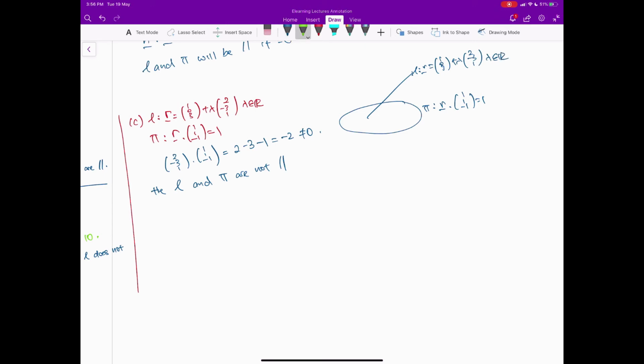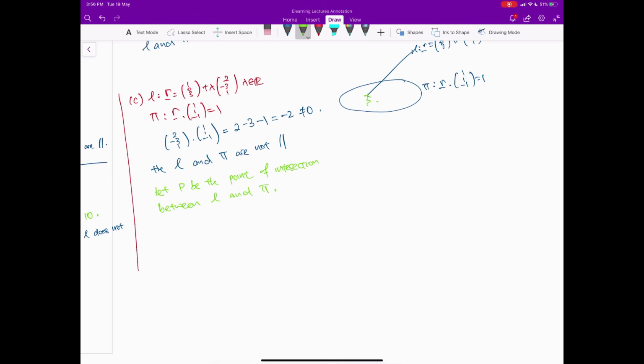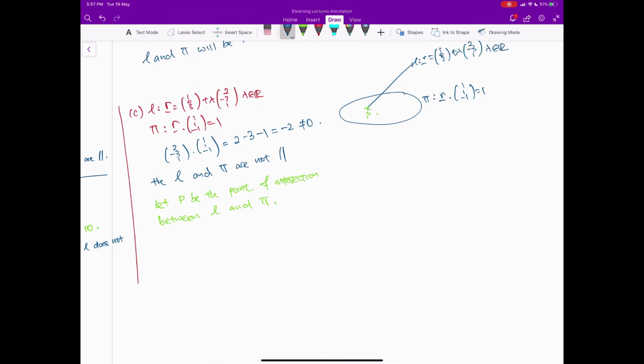I'm going to let the point P be the point of intersection between the line and plane. Take note, point P lies on the line and it also lies on the plane. That's why it is the intersection. So since P lies on the line, OP is equal to (1 + 2 lambda, -3 lambda, 3 + lambda), where lambda is a real number.